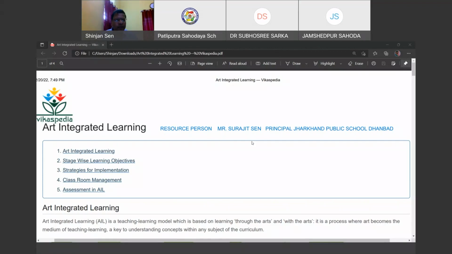Okay. So what we will see today is art integrated learning. We will see stage-wise learning objectives. We will see the strategies for implementation. We will see classroom management, and of course, we will see assessment in art integrated learning. So these are the five parameters that we will see, and if we go through them, if we learn them, then definitely it will have a very big impact on our work, as well as a very big impact in our day-to-day teaching.